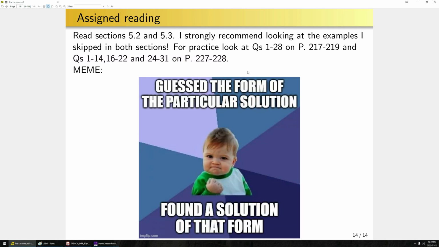Okay, so meme: guess the form of the particular solution, found a solution of that form. You would be surprised how many cases this method actually works, but you do have to be able to pick a particular form that actually works. So if you just guess random stuff, it's probably not going to work, but if you guess the right random stuff, it will work. Okay, so we'll talk more about that later, and I will talk to you later.